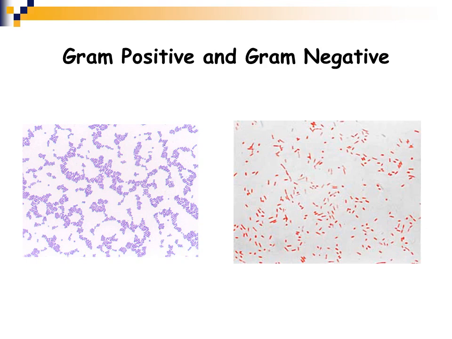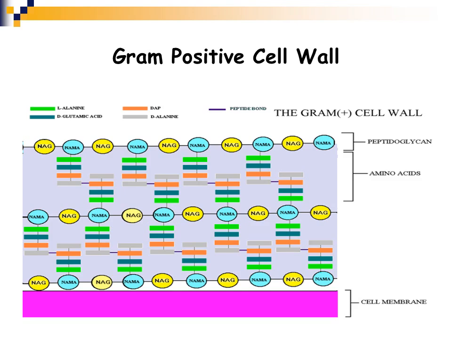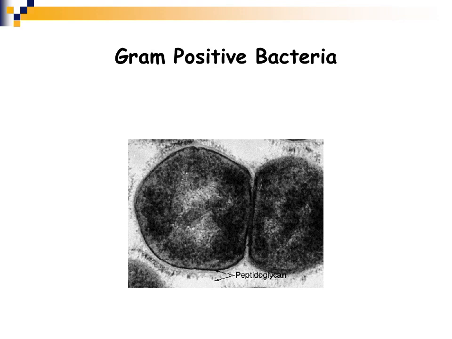Here's a picture of gram-positive bacteria on the left, gram-negative bacteria on the right, and hopefully you remember that gram-positive bacteria are purple and gram-negative bacteria have a pink reddish hue under the microscope. So here's a schematic of the gram-positive cell wall. You can see the peptidoglycan layer at the very edge, the amino acids, and then you have the cell membrane. This is an electron micrograph of a gram-positive bacterium, and you can see the layer of peptidoglycan on the outer edge of the organism.